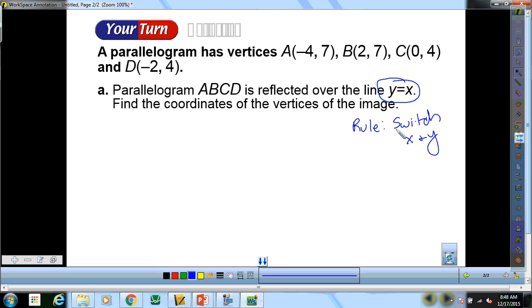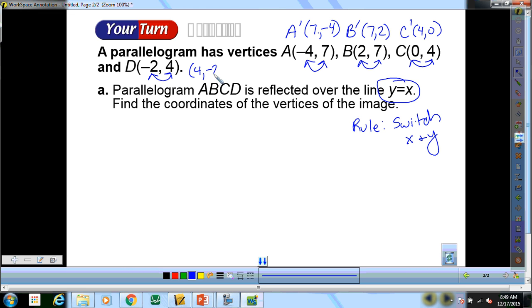So that means for all of these points, for the new ones, I just have to switch x and y. I'm not changing their signs. I'm just literally switching their places. So for the new point, A prime, it's going to be 7, negative 4, instead of negative 4, 7. For B prime, it's going to be 7, 2. For C prime, it's going to be 4, 0. And for D prime, it'll be 4, negative 2.